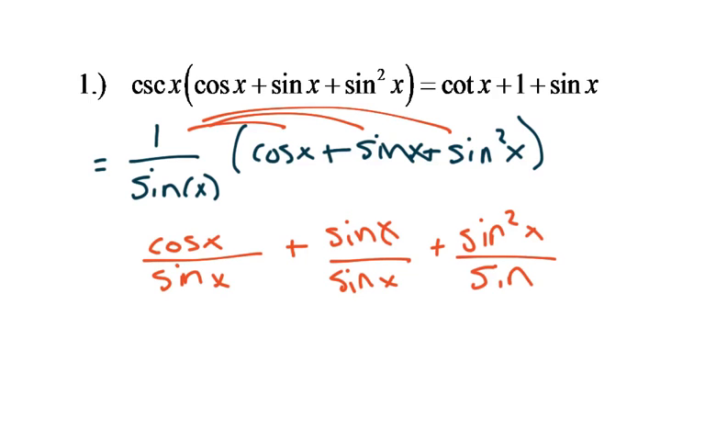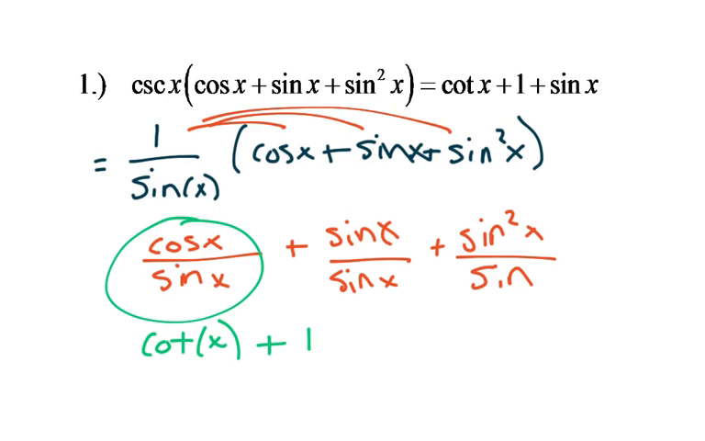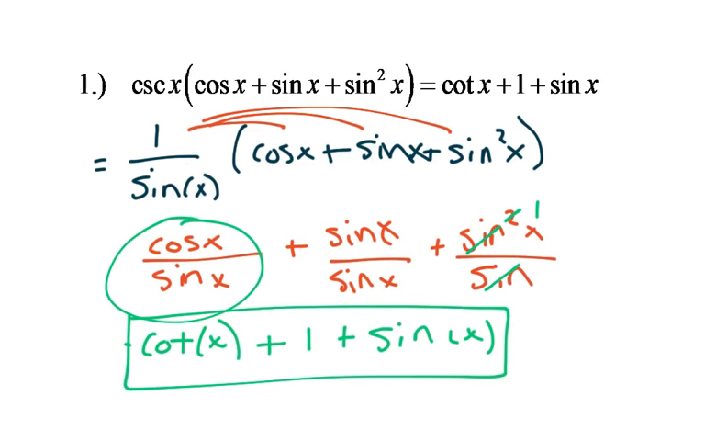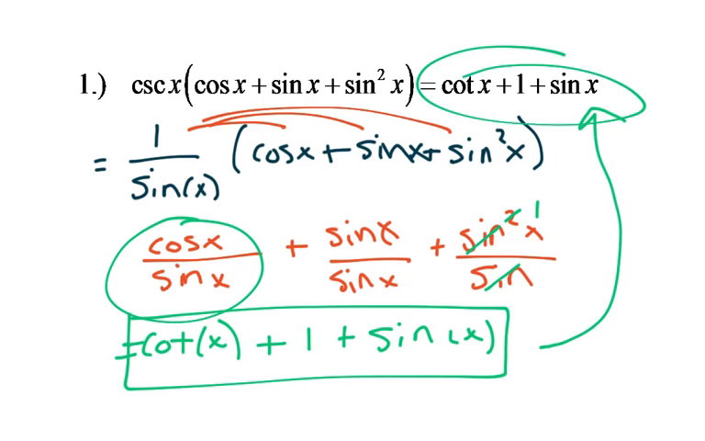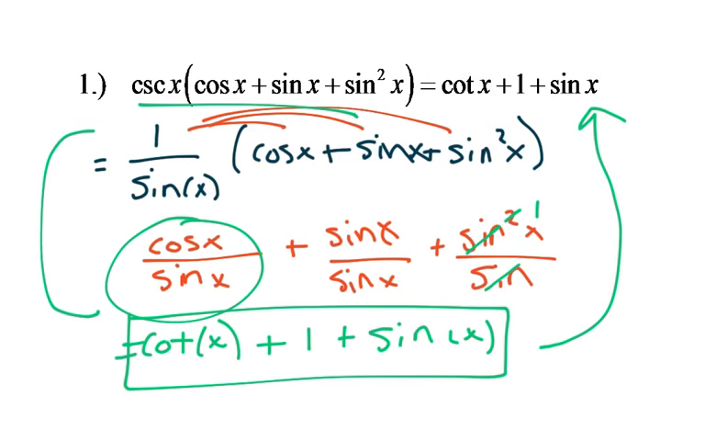And hopefully you can now see that cosine over sine actually becomes cotangent. Sine over sine becomes 1, and sine squared over sine cancels, and so you have 1 sine, so plus sine. And so we now have our equal, and the original phrase that we wanted it to equal. So notice that I did not do anything to this side, but I did make this side look like it through these steps. Alright, so that's the whole point. Pick one side, change it up, and make it look like the other side.